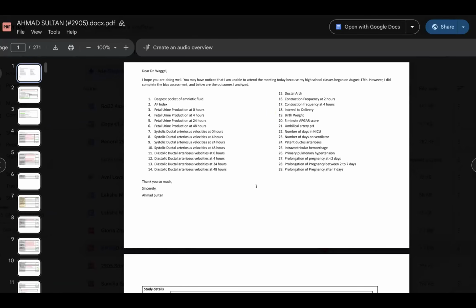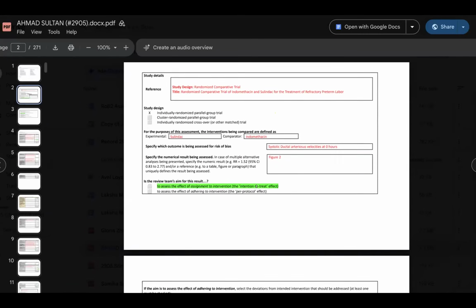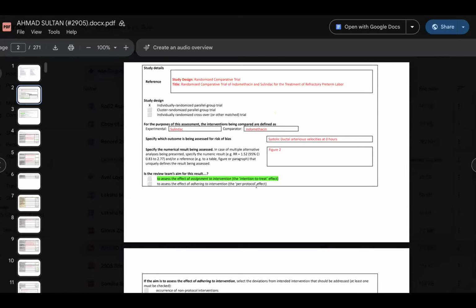And then, so the first one that he did was Solendac versus indomethacin, which is the comparator, indomethacin. And then the first outcome that he listed here was the systolic ductal arteriosus velocity at 0 hours. And then he referenced figure 2.